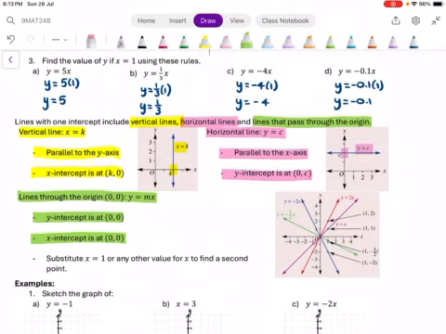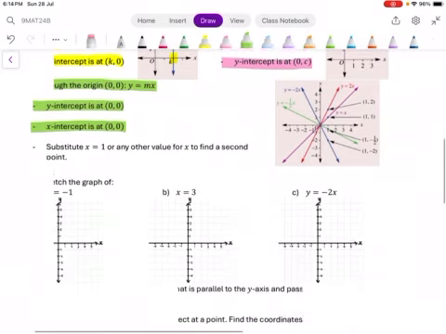Looking at this array of graphs we have here, in order to find another point, we substitute x equals 1, or any other value for that fact, for x to find a second point, so that we have our point at the origin and our second point, making it easy to graph these lines.